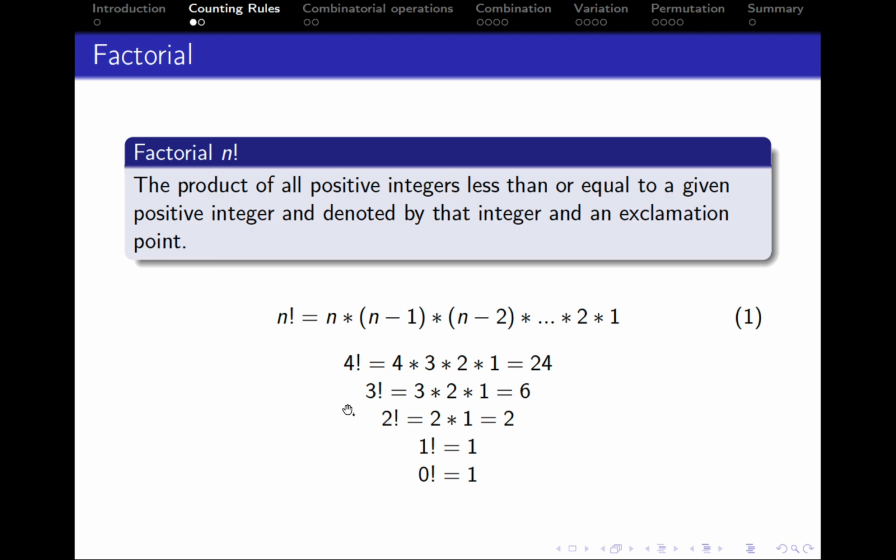So for example, 4 factorial will be equal to 4 multiplied by 3 multiplied by 2 multiplied by 1. So we get that 4 factorial is equal to 24. 3 factorial is just 3 multiplied by 2 multiplied by 1, and in the end we get that 3 factorial is equal to 6. 2 factorial is just 2 multiplied by 1, which is just 2. So 2 factorial is equal to 2. You might also encounter something like 1 factorial, and this is just 1, and 0 factorial is also just 1.